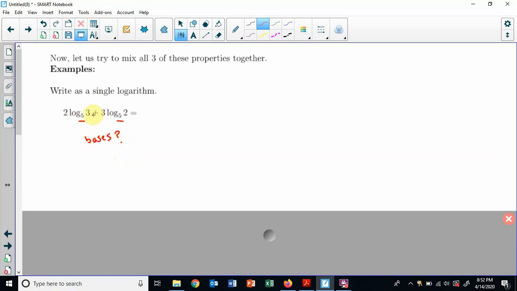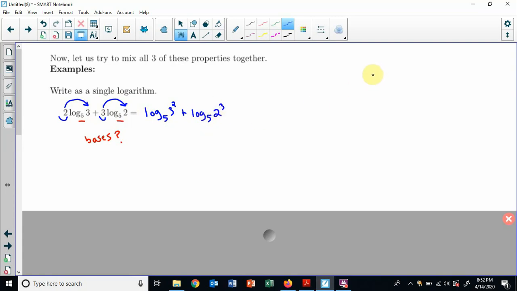Before I deal with this plus sign, let's change colors here, make it pop. Notice they have numbers being multiplied out front. Well, according to the last rule we just learned, I could take this 2, remember we could work those laws both ways, and put it up here as an exponent. And the same thing with this 3, I could put it up here as an exponent. So let me write out what we'd have. Log base 5 of 3 squared plus log base 5 of 2 to the 3rd.